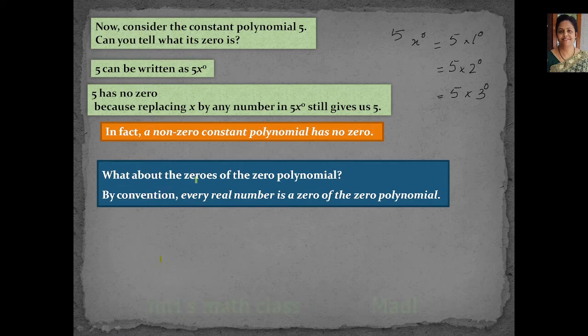What about the zeros of the 0 polynomial? By convention, every real number is a 0 of the 0 polynomial. 0 polynomial means 0, and 0 into any real number is 0. So the zeros of the 0 polynomial is any real number.